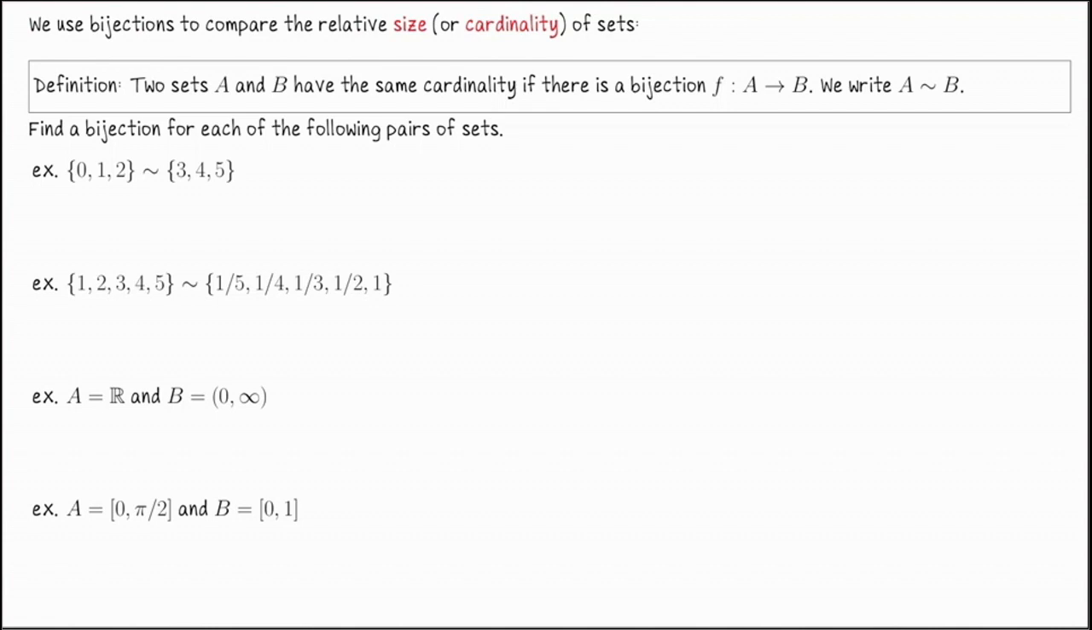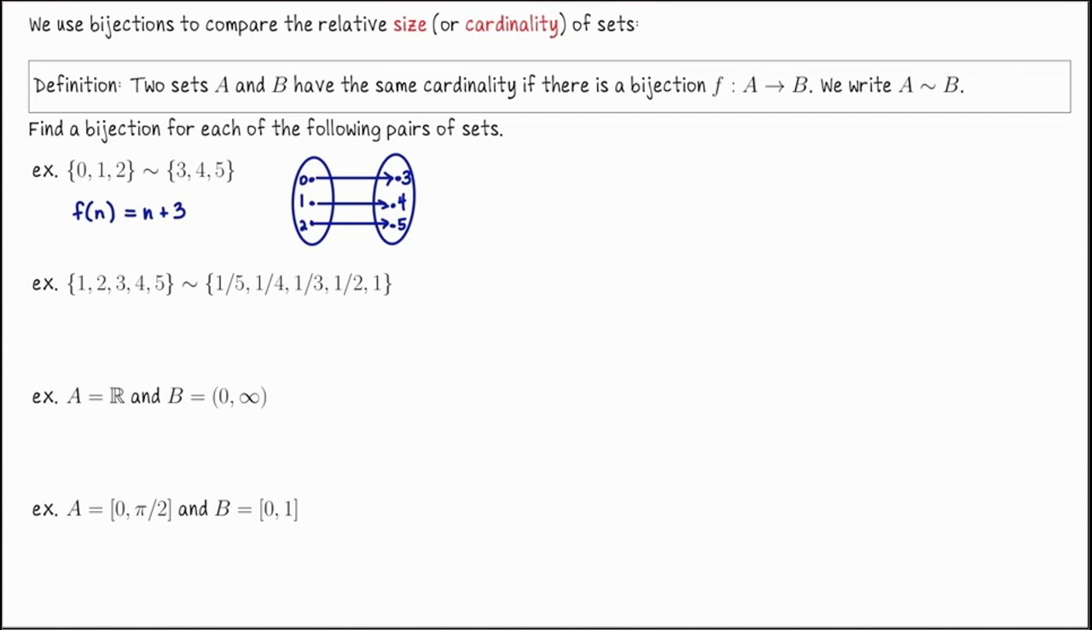But what would a bijection look like? Well, it could be something like f of n equals n plus 3. What this bijection is doing is taking 0, 1, and 2. It's sending 0 to 3, 1 to 4, and 2 to 5. So this is a bijection confirming that these two sets have the same cardinality.